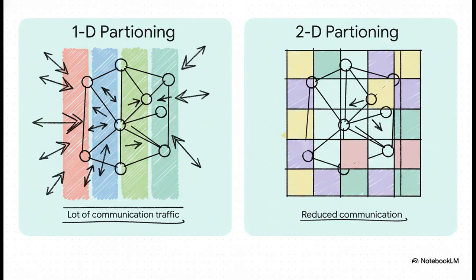So let's compare them head to head. 1D splits up the locations, the vertices. It's simpler to set up, but it can lead to a ton of communication between processors. 2D, on the other hand, splits up the connections, the edges. It's definitely more complex to manage, but it holds the promise of seriously cutting down on all that chatter. So this sets up the big question. Which one is actually better when it counts?